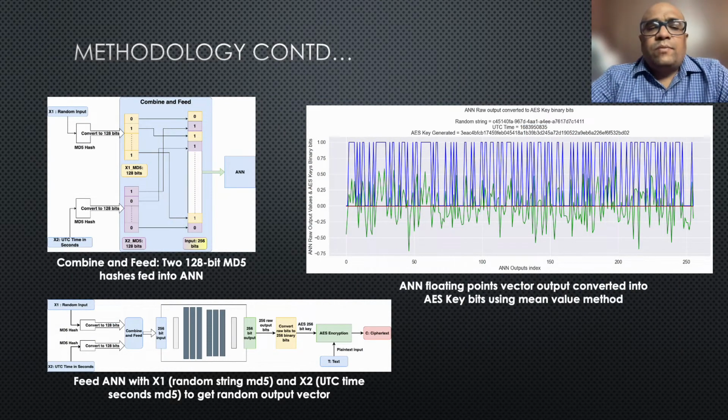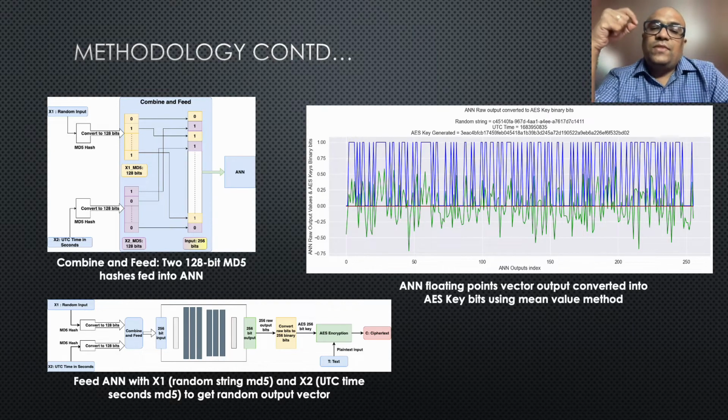And how the inputs are fed into the ANN is depicted in this combine and feed module. In the combine and feed module, we take MD5 hashes of the random string and the UTC timestamp, and interleave their bits, which are zeros and ones, in an alternating fashion so that we add further randomization. This interleaved combination is fed into the ANN as 256-bit inputs, 128 from the random string's MD5 and 128 from the UTC timestamp's MD5. And the output that emerges is seen in the graph below, which is the green output, a random ANN output which consists of floating point values.